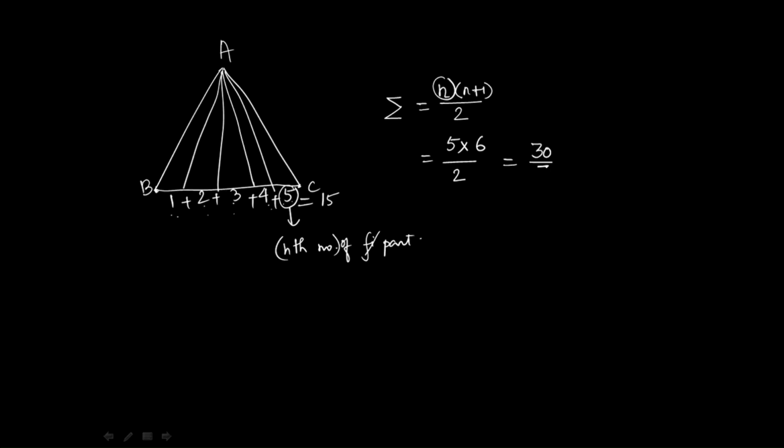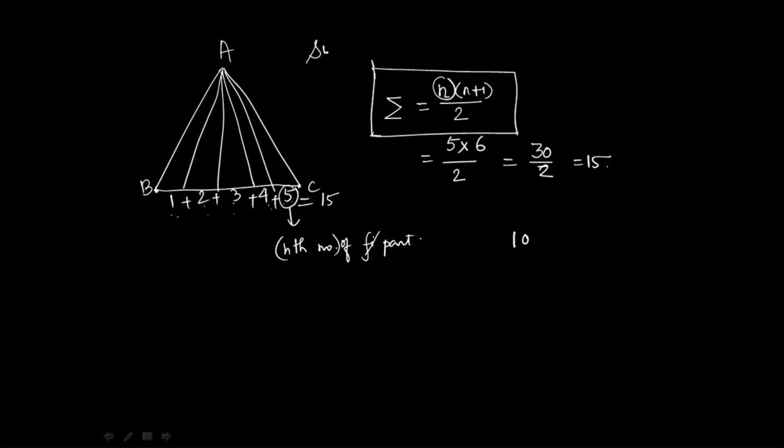That is 15. Clear? So if you find there are, suppose, 10 parts, this ABC, and this baseline BC is divided into 10 parts, will you just sum this up from 1 plus 2 plus 3 up to 10? No. You just have to apply this formula. This is the formula of summation of continuous numbers.